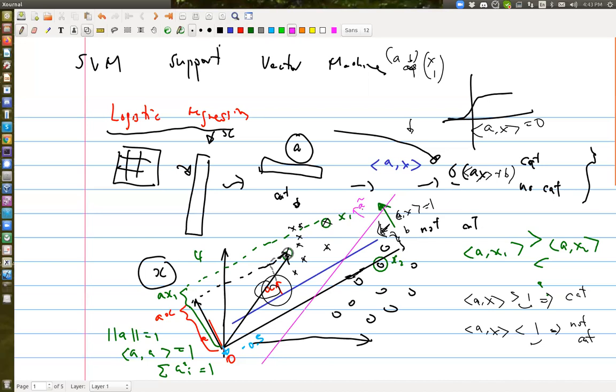Now, I hope it's clear, but I'm not sure, because the drawing is a little bit bad. Maybe let me emphasize the data points here. I have a data point here, here, here, here, here, here, here, for the cat samples, and then the non-cat samples are here, here, here, here, here, and so on and so forth.